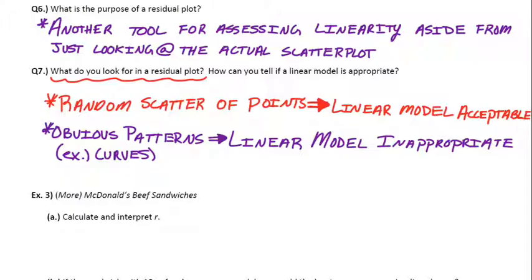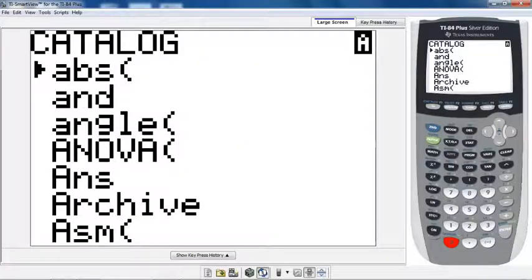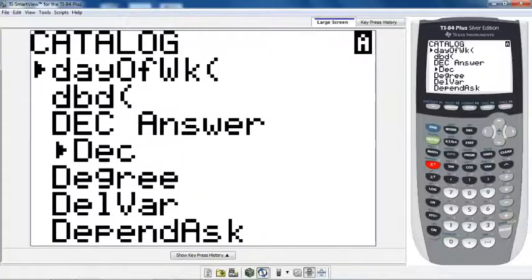Okay, and then we're going to finish off here with the McDonald's beef Sammys again. It says calculate and interpret R. So maybe your calculator already did this for you. If not, you need to turn on the setting that actually gives you the R value, the correlation. And I'll show you how to do that again right now. If your calculator looks like mine, it's not spitting out the R value, just hit second catalog, it's 0 down there, and then go to diagnostic on. So it starts with a D, diagnostic on, and then just hit enter and turn that on.